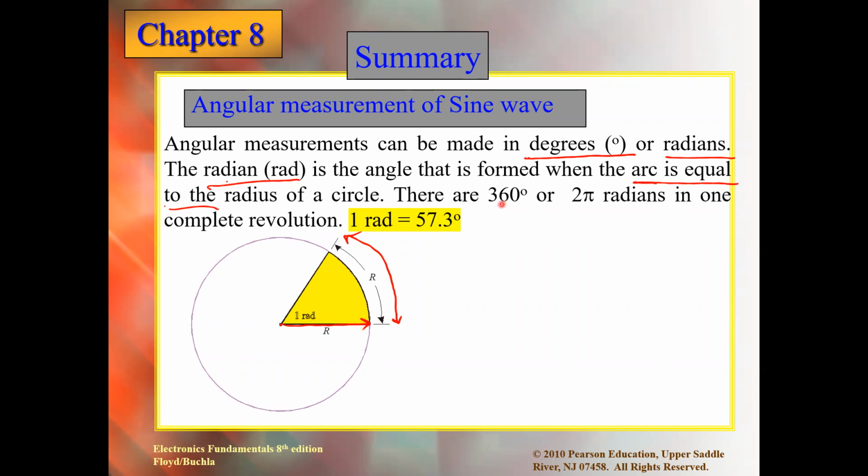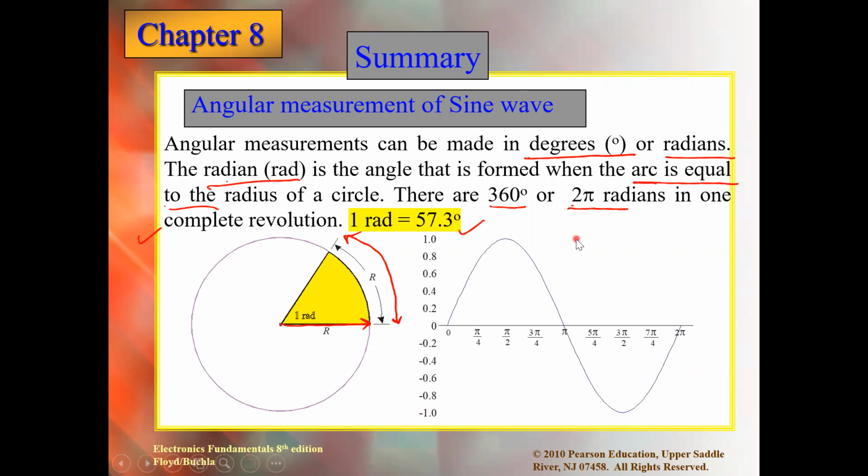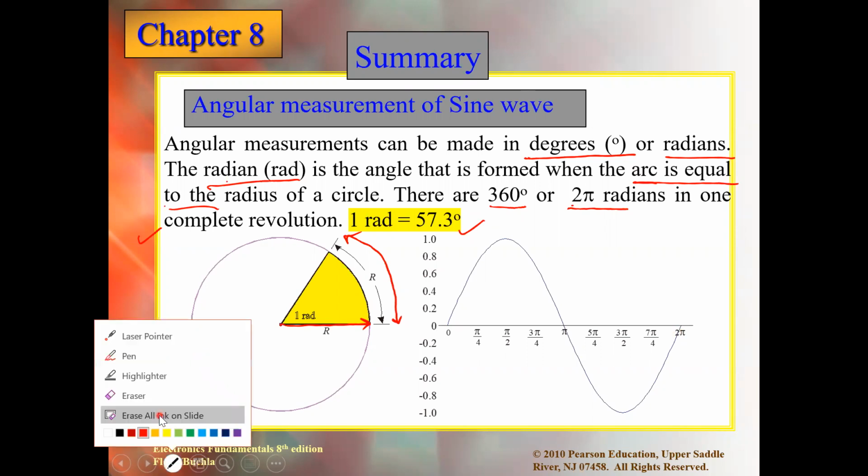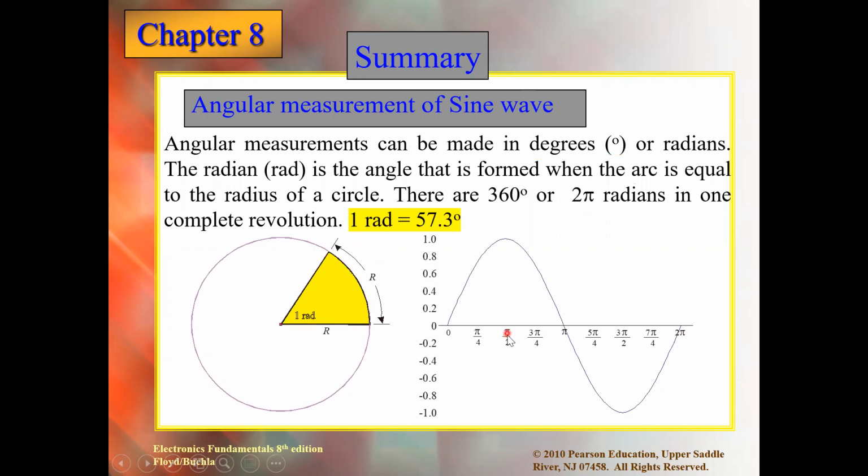Understand? So there are 360 degrees or 2 pi radians in one complete revolution. 1 radian is equal to 57.3 degrees. Now, this is the waveform as I mentioned to you. In radians, it is shown here: 2 pi to complete the cycle, pi for the half cycle, then pi by 2, and again pi by 4, which is equivalent to 45 degrees.